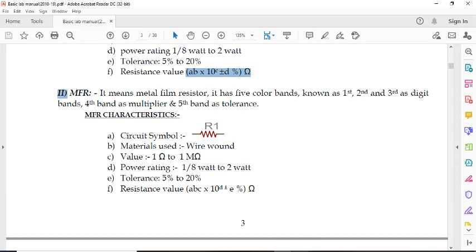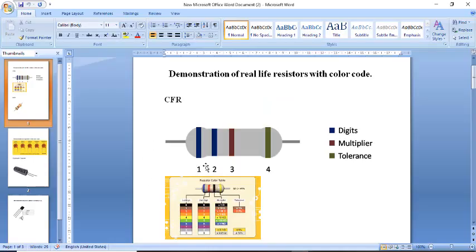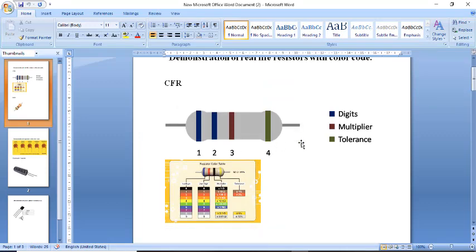So 6 6 times 10 to the power 1, plus minus 0.5%. Then the ohm, you can calculate it.